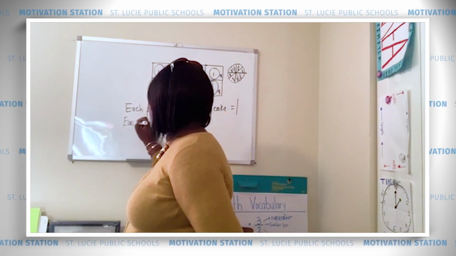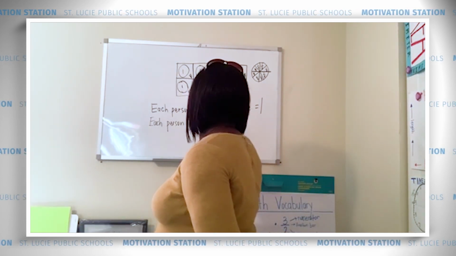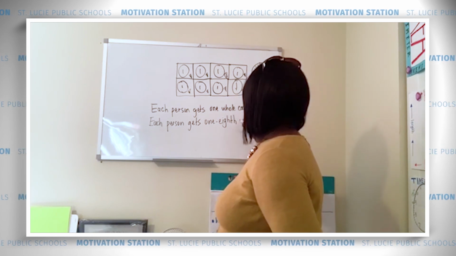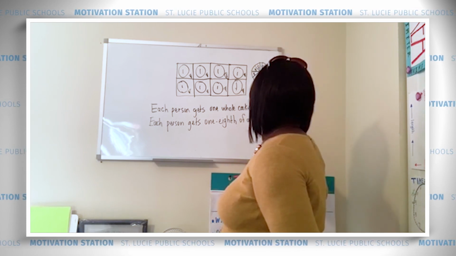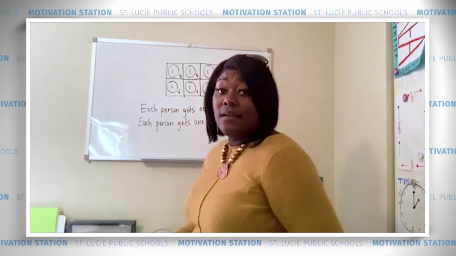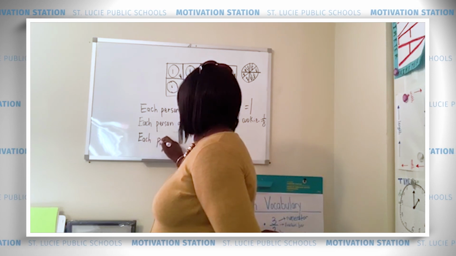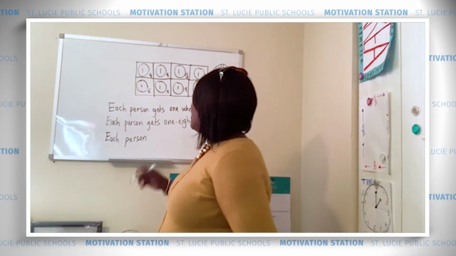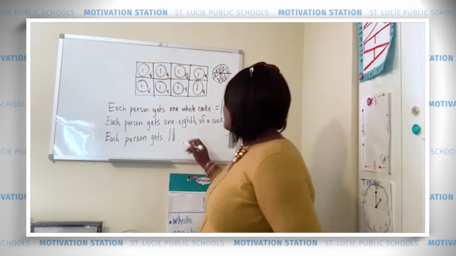Then when we take that 9th cookie, each person gets 1/8 of a cookie. So at this point, each person has 1 whole cookie, and each person has 1/8 of a cookie. So if I look at my whole and my 1/8, and I want to see how much of the cookie does each person have altogether out of those 9 cookies, each person gets 1 1/8 cookies.